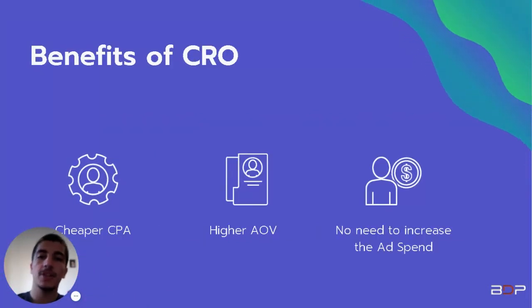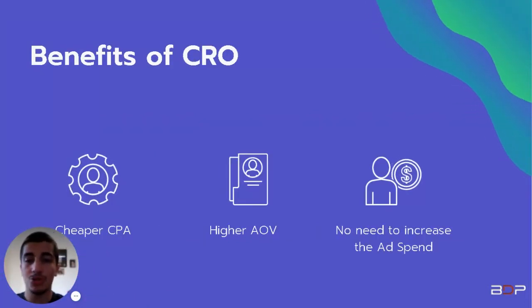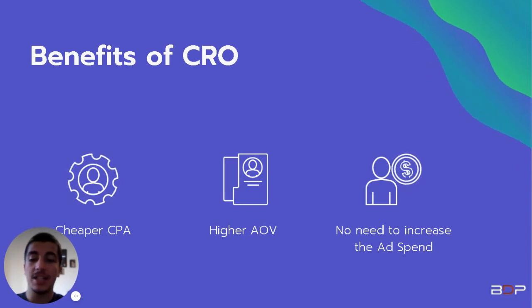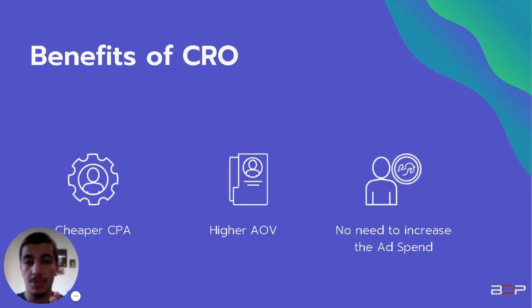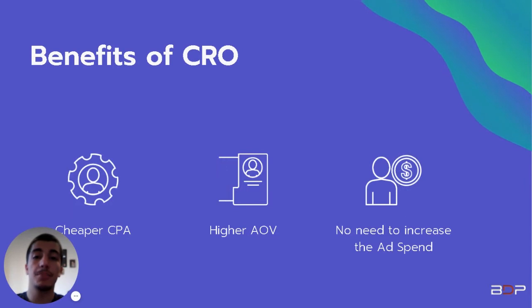Now, what are the benefits of conversion rate optimization? I suppose you guys already know that, but it's a cheaper CPA, which is cost per acquisition. So how much you actually have to pay for someone to buy a product. Higher AOV, which is average order value. That is just the value of your average orders.